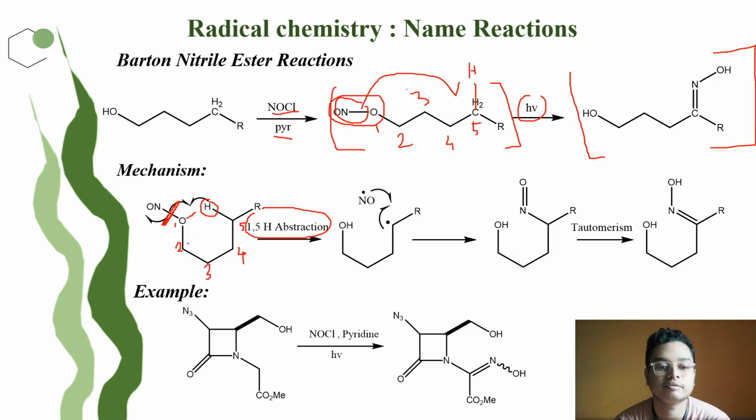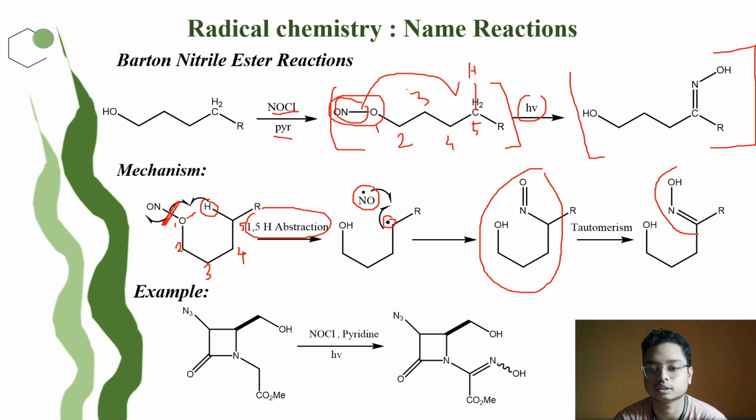So after capturing the fifth hydrogen, one radical forms here, and due to the cleavage of the ONO bond, an NO radical is also present there. These two radicals combine in situ to generate our compound, and then tautomerization happens to generate the corresponding oxime, NOH compound, our desired product. So here you can check one of the examples.